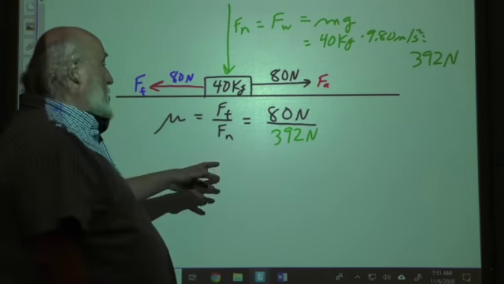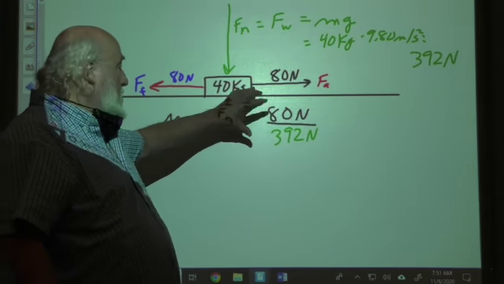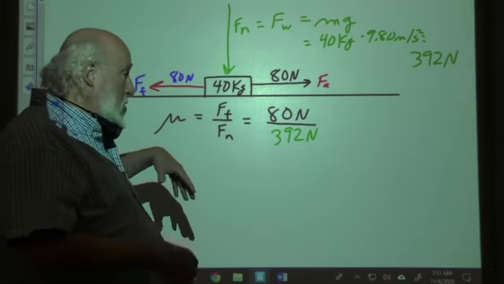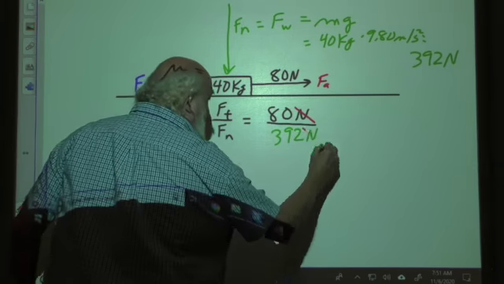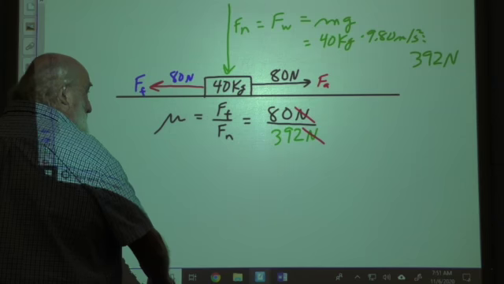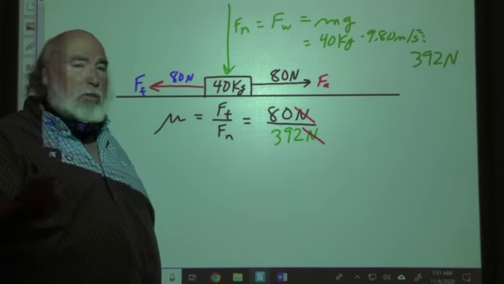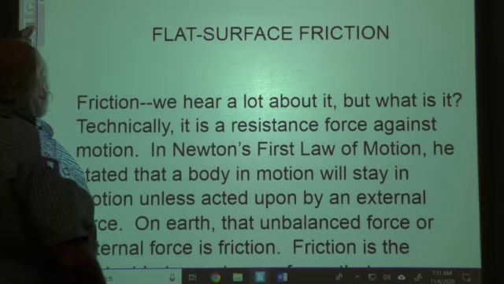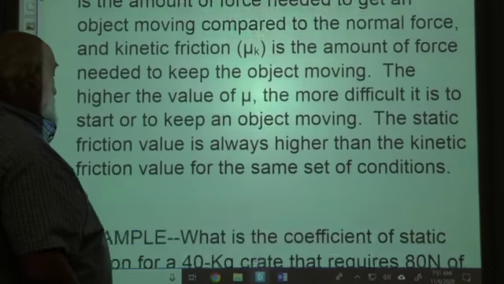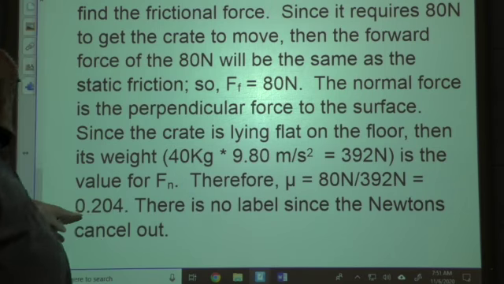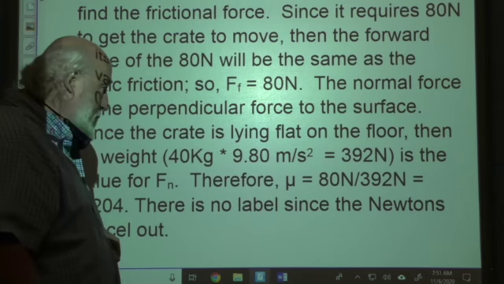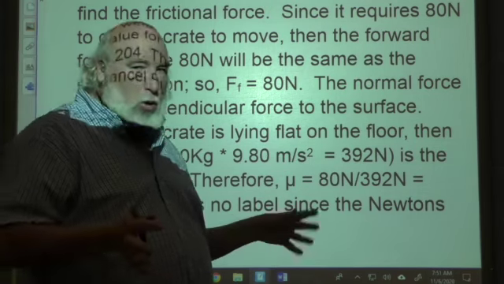And so mu is just going to be the decimal value of this fraction. So you take 80 divided by 392, and you notice then that the newtons will indeed cancel out. There will be no label for mu. And the answer we got for that is 0.204. And again, no label for mu.